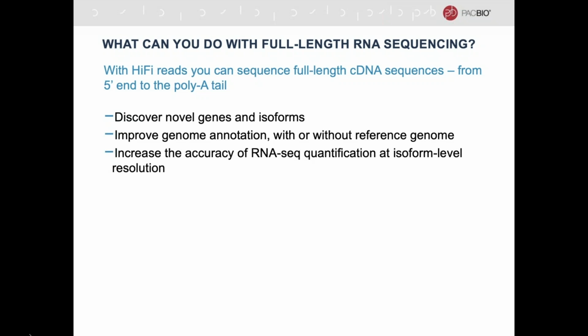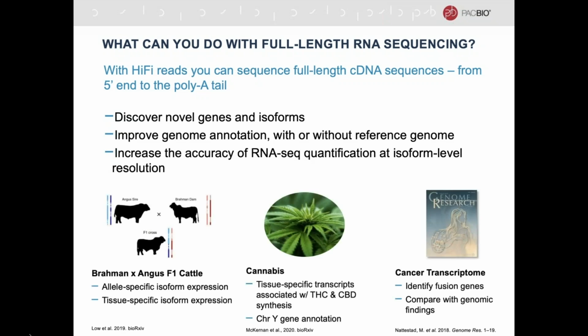And another really great approach is that you can improve the accuracy of your RNA-seq quantification at isoform level resolution. So I already mentioned that you can saturate an entire human transcriptome in 1 SMRT Cell. We also have multiplexing options. You can multiplex up to 12 tissues into 1 single SMRT Cell. And you can do RNA sequencing in a targeted or whole transcriptome fashion with as little as 30 nanograms of RNA.